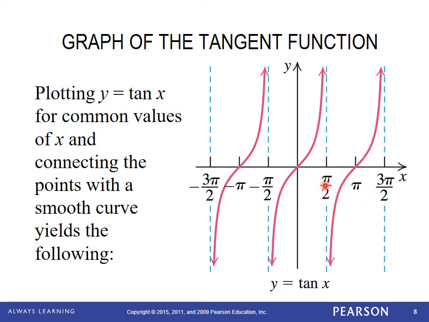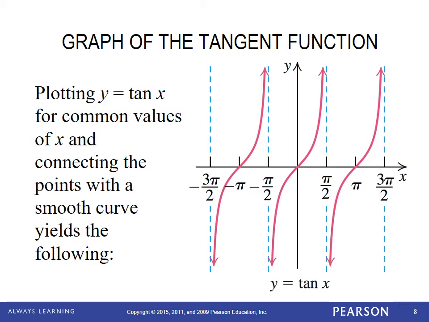Tangent has vertical asymptotes at pi over 2, 3 pi over 2, and forever going this way, negative pi over 2, negative 3 pi over 2 going this way, and then forever. And the third property that we notice is that it does not have an amplitude. There's never a high point for the y value, there's never a low point, because it goes off to positive infinity and it also goes off to negative infinity. So no amplitude for tangent.